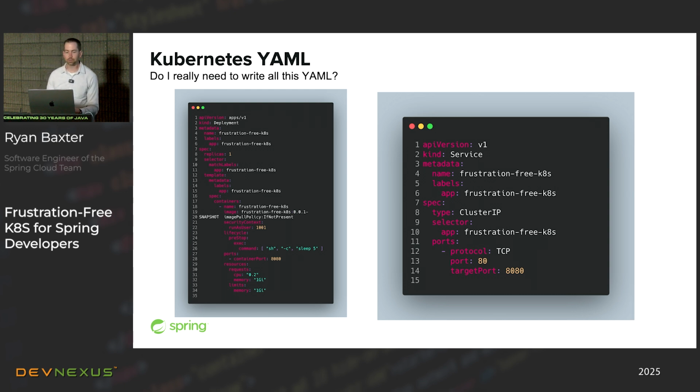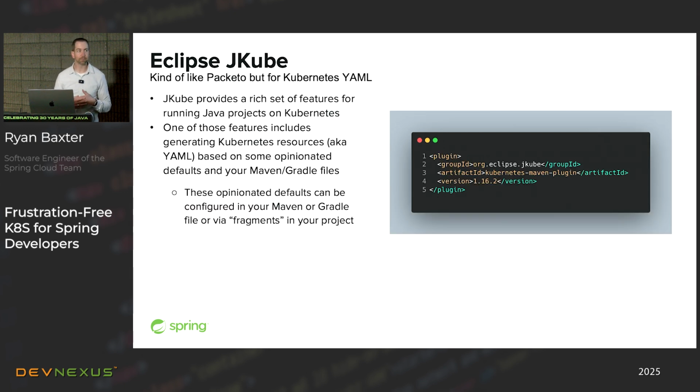So luckily, there's a tool just like Packeto and buildpacks for creating containers. There's a tool that we can use that will generate our YAML for us for our application. So it's another open source project called Eclipse JKube. It's kind of like buildpacks, kind of like Packeto, but for Kubernetes YAML. So actually, JKube provides a whole bunch of different features related to deploying Java applications to Kubernetes. But one of the features that we're going to leverage from it today is the ability to generate the Kubernetes resources, aka the YAML, to get your application running on Kubernetes.